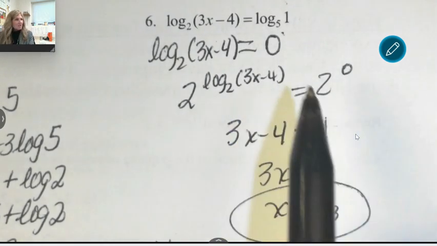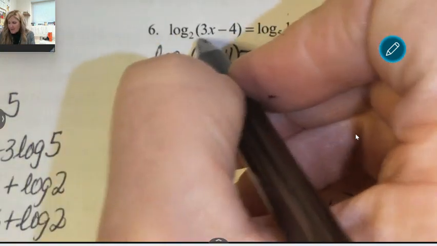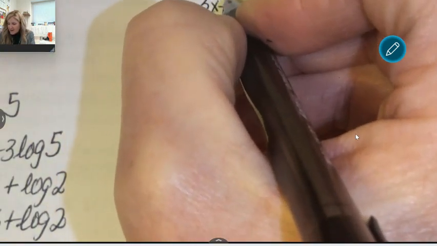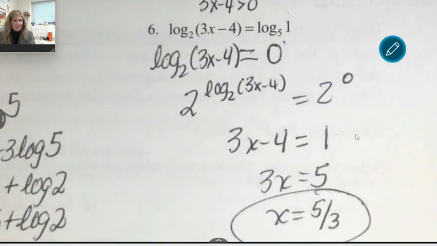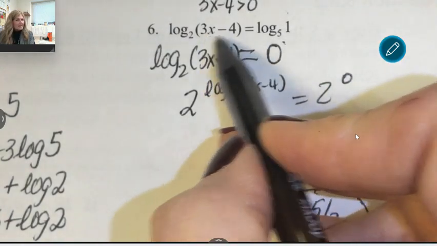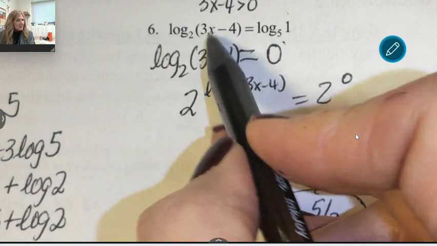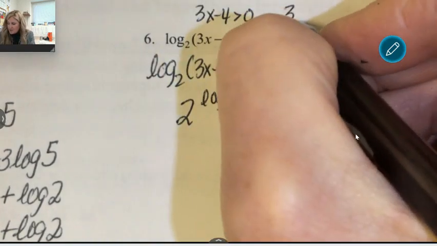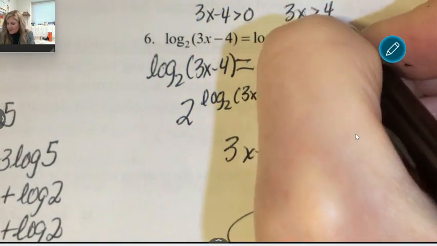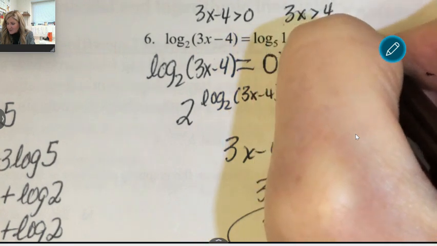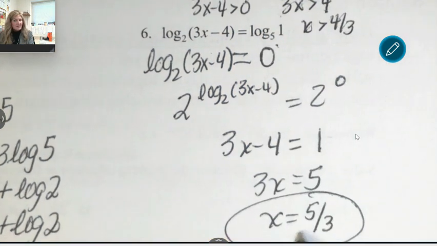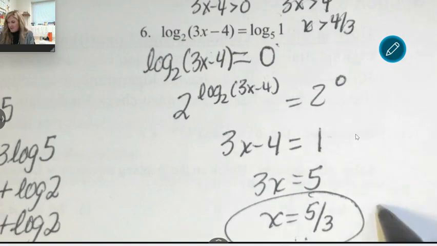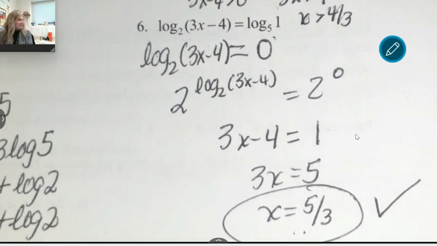Now, I have to double check this though. Back up here, 3x minus 4 must be greater than 0. Every log has the fact that this must be greater than 0. So 3x is going to have to be greater than 4, and x is going to have to be greater than 4/3. Is 5/3 greater than 4/3? Yeah, so it is a solution. Okay? But that's something that must be checked.